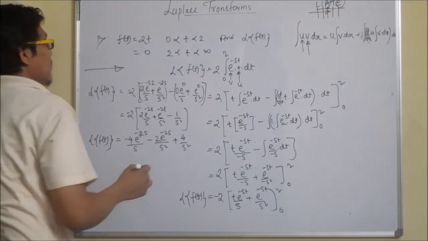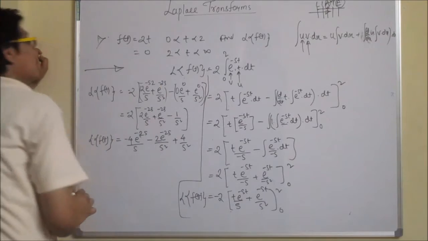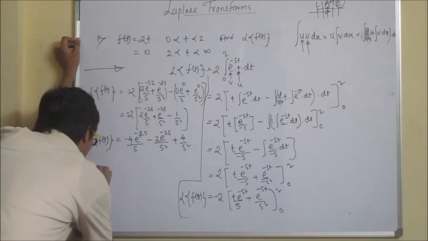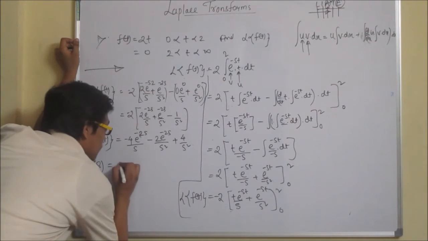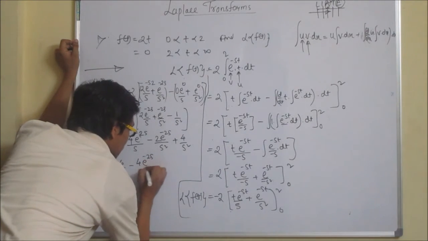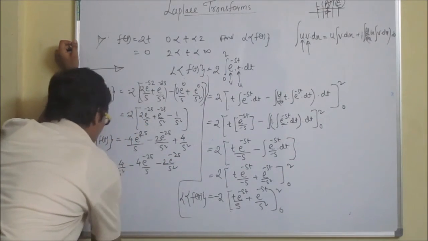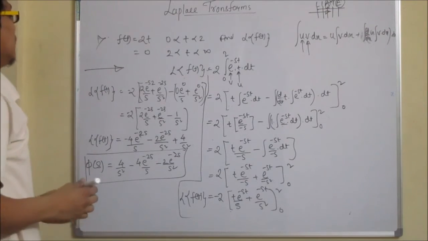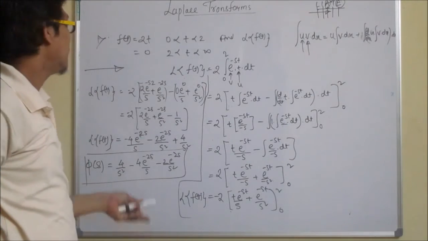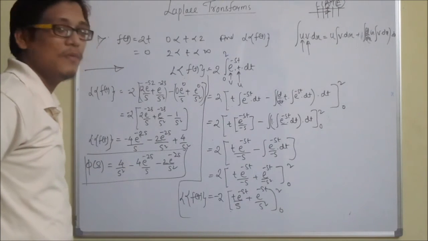Writing in general, actually here there is a partition, don't get confused. So this is my actual answer, if I make it phi of s, it is equal to 4 upon s square minus 4 e raised to minus 2s by s minus 2 e raised to minus 2s by s square. This is our s domain equation, that is L of f of t. In this way we are going to solve each and every basic problem of Laplace transform.